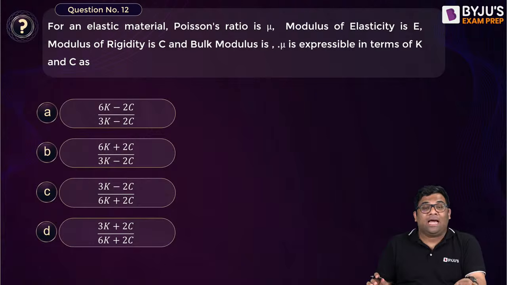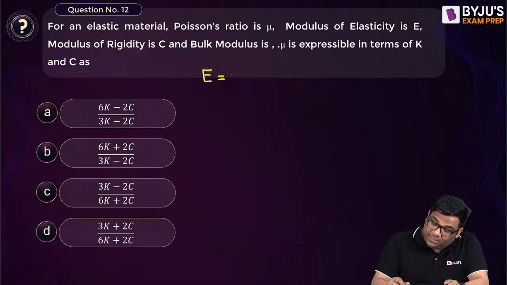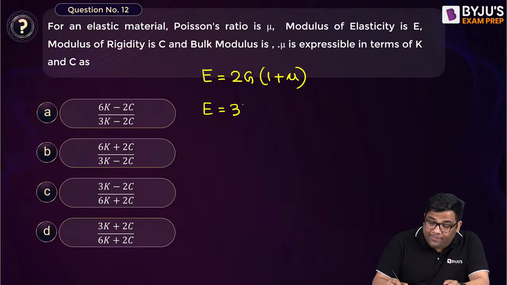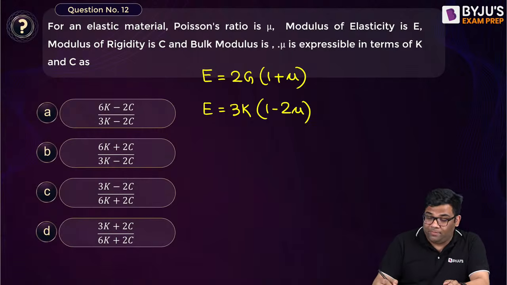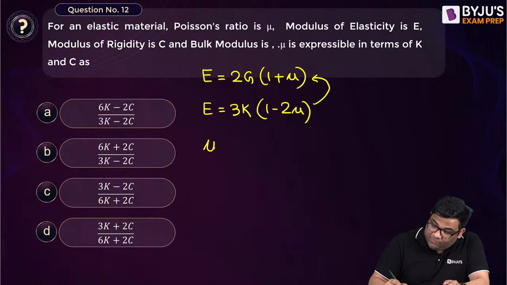Direct formula also they ask you. They directly ask the formula between these different constants. So remember, the first formula is E is equal to 2G(1 plus mu). The next formula is E is equal to 3K(1 minus 2 mu). And if you equate both these formulas, you will get mu is equal to (3K minus 2G) by (6K plus 2G).